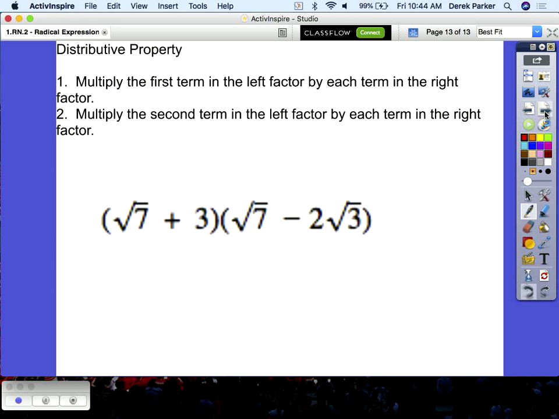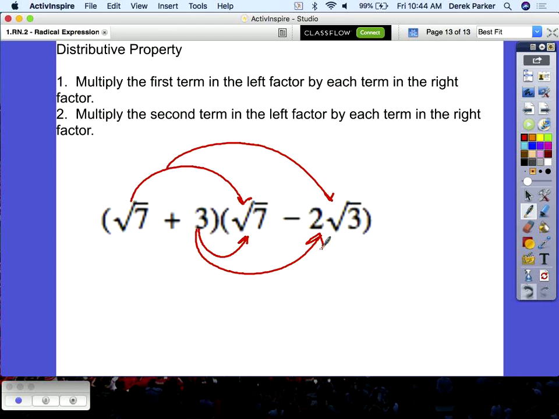To solve this problem, you take your first term, the square root of 7, and you multiply it by the square root of 7 and the second term. Then you take the 3, you multiply it by the square root of 7, and then the negative 2 square root of 3. So let's do that now.